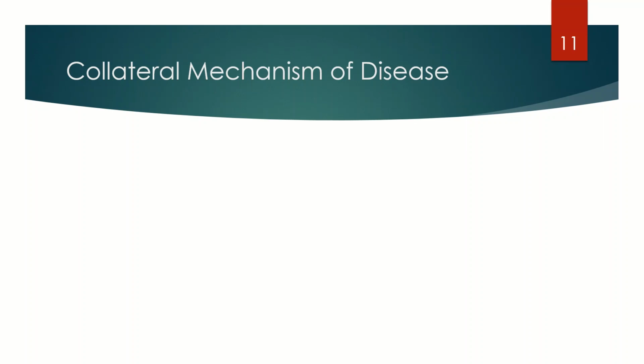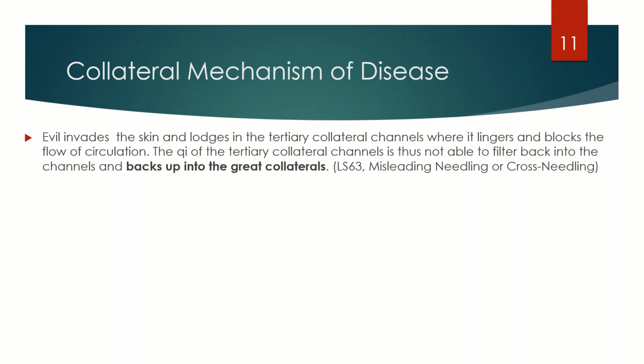The next question is, in the Inner Canon, how do they conceive of collateral mechanisms of disease? Because obviously if we're going to treat, we need to know how these diseases come about. So this says, evil invades the skin and lodges in the tertiary collateral channels where it lingers and blocks the flow of circulation. The qi of the tertiary collateral channel is thus not able to filter back into the channels and backs up into the great collaterals.